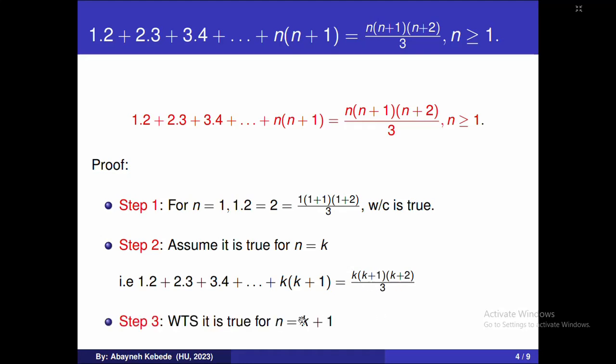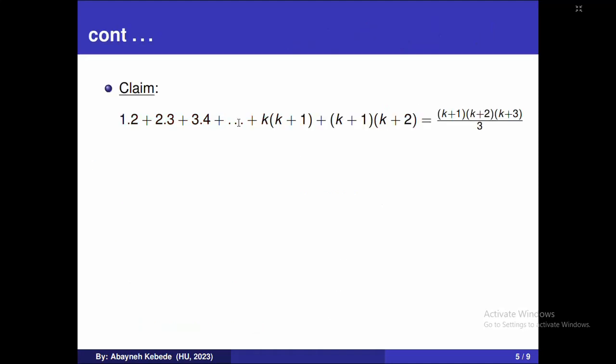Or shortly, in step 3 we want to show that it is true for n equals k plus 1. That means our claim is 1 times 2 plus 2 times 3 plus 3 times 4 plus ... plus k times (k plus 1) plus (k plus 1) times (k plus 2) equals (k plus 1) times (k plus 2) times (k plus 3), the whole over 3. Here is our claim.